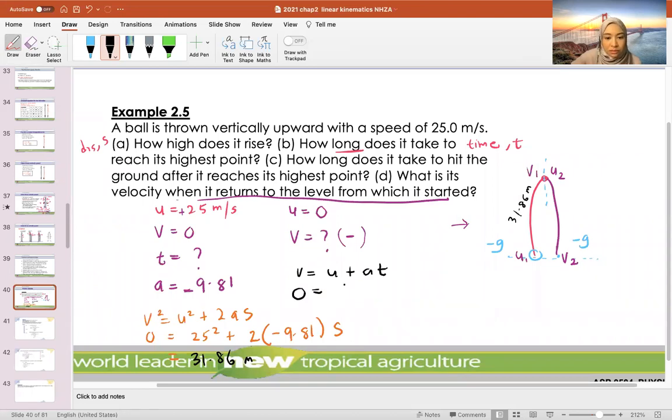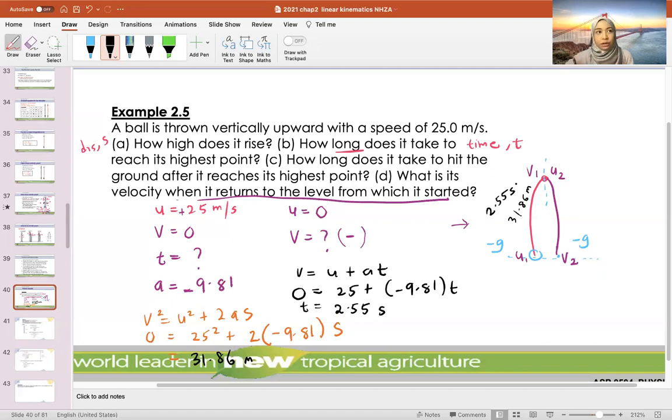So your V is 0. Your U is 25. A is minus 9.81 and then T. So minus 25 divided by minus 9.81. So we would get 2.55. T is 2.55 seconds. Okay, so we found out that it's 2.55 seconds.